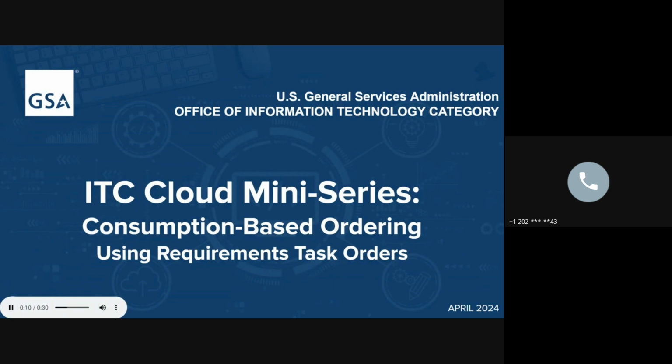My name is Barry Hodge. I'm with the GSA's Federal Acquisition Service in the Information Technology category. I work within the IT product subcategory in the Cloud and Software division. Today, we're going to be exploring consumption-based ordering using requirements task orders.